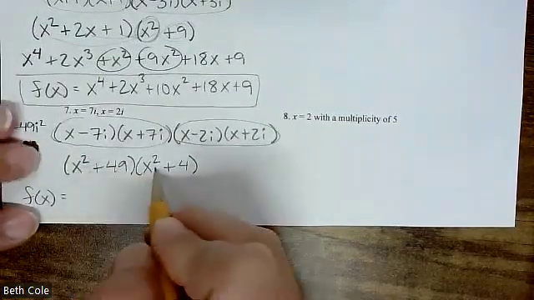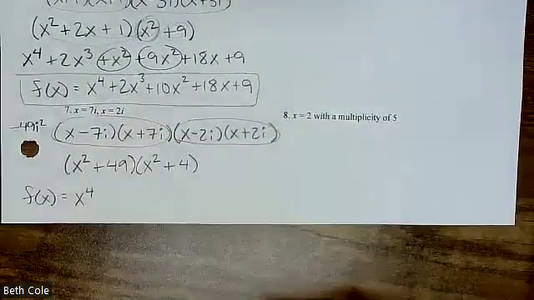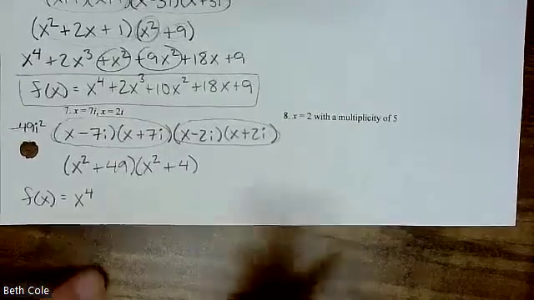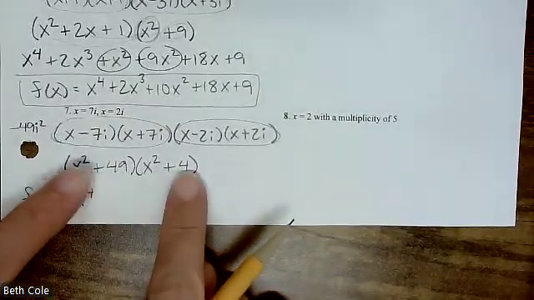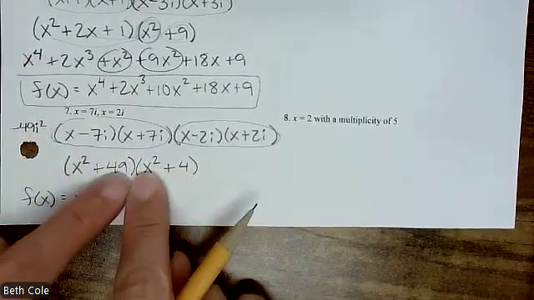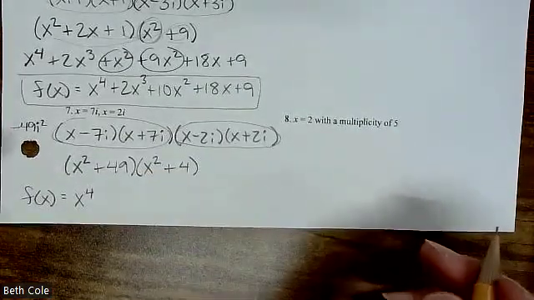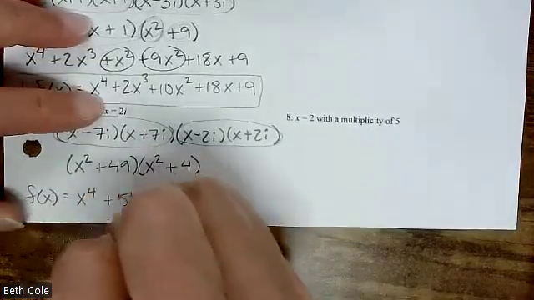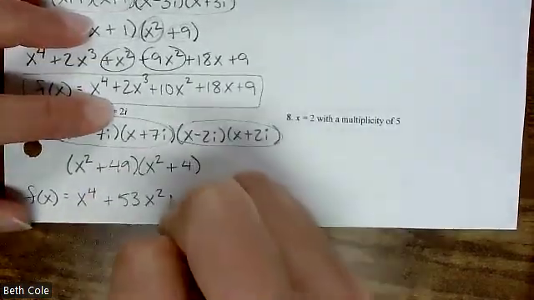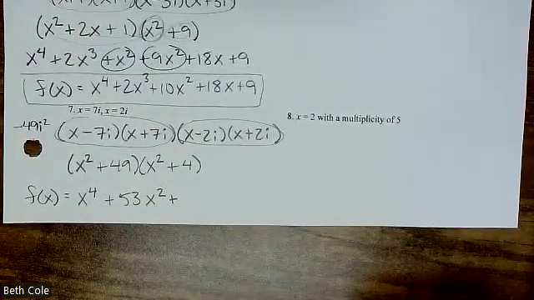Get through this. x squared times x squared is x to the 4th. Now the outsides and insides will go together. Your outsides give you 4x squared. Your insides give you 49x squared. So what would that be together? Yeah, 53, good, x squared, plus, all right, we have to do 49 times 4.